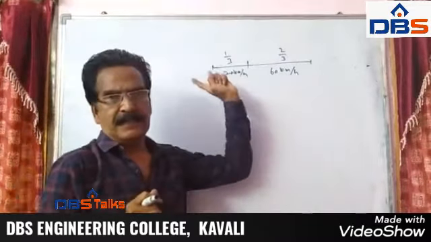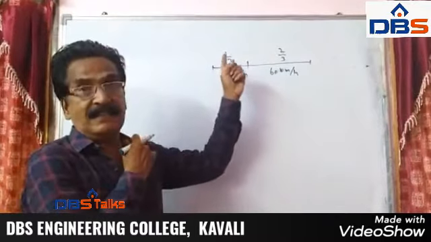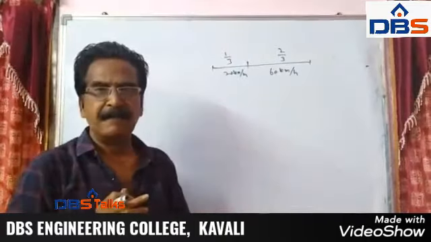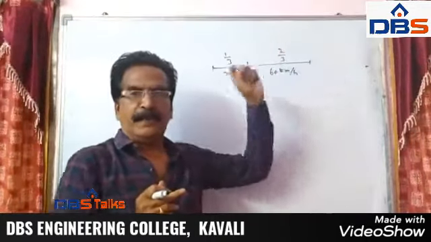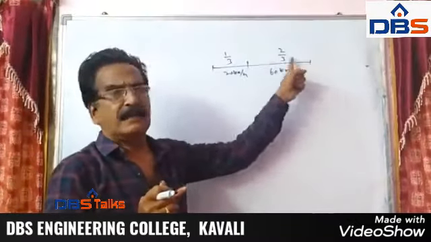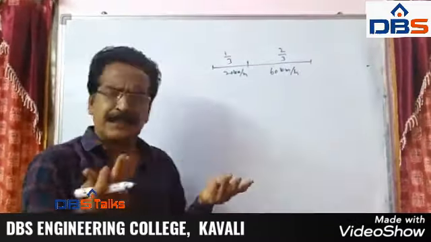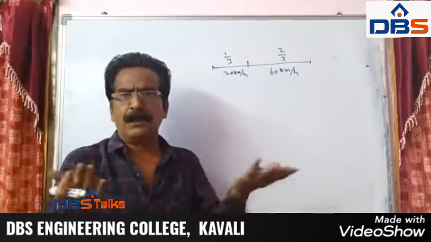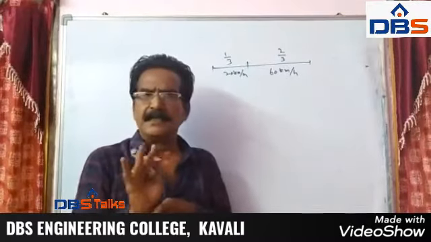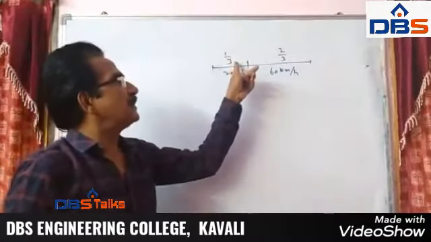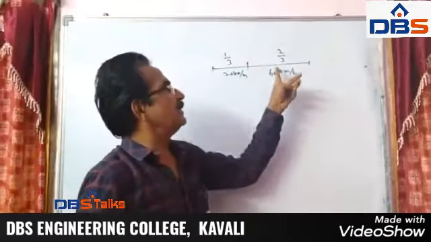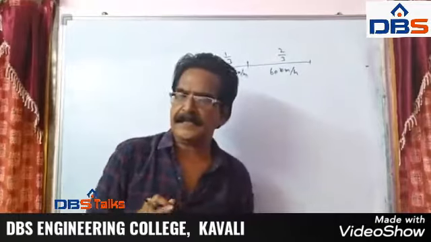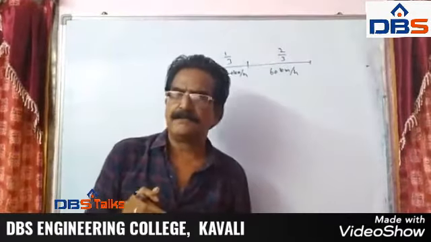Here the car is traveling the first 1/3 of the distance at 20 km/h speed, and the remaining 2 by 3 at 60 km/h. Total distance, say 1. You can assume any distance, say 1, or 60 or 120. It doesn't matter. What is the average speed of the car?